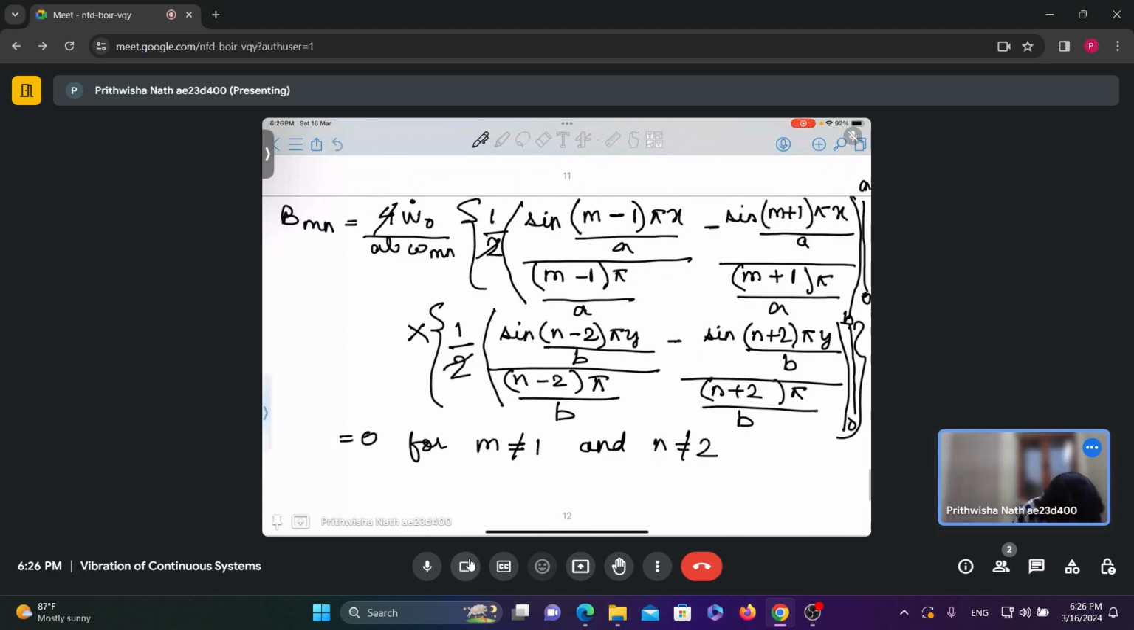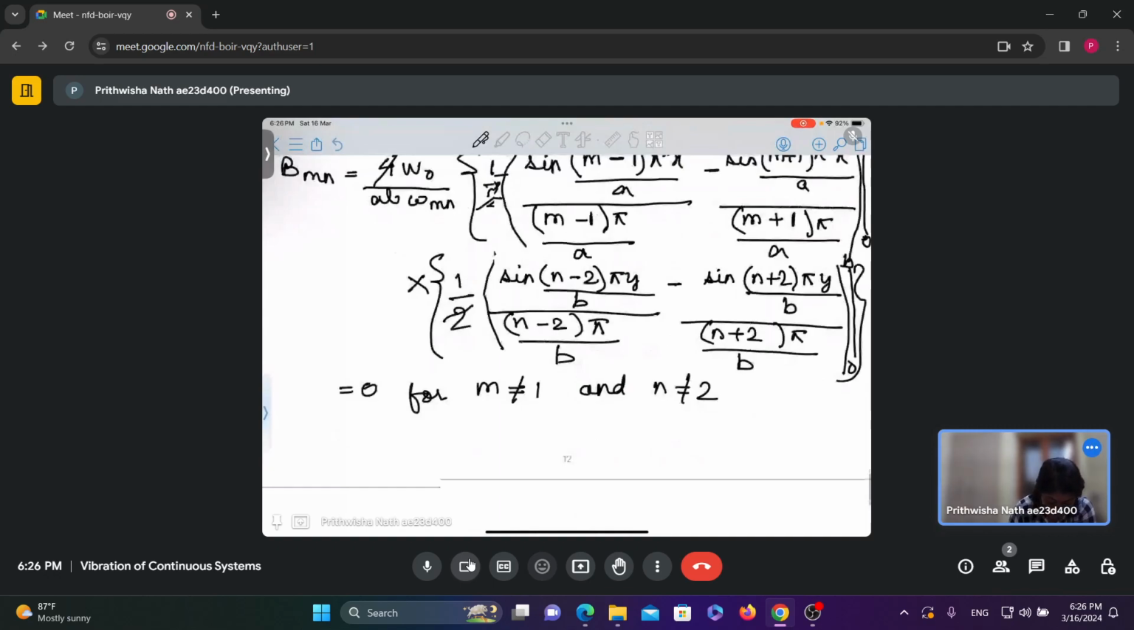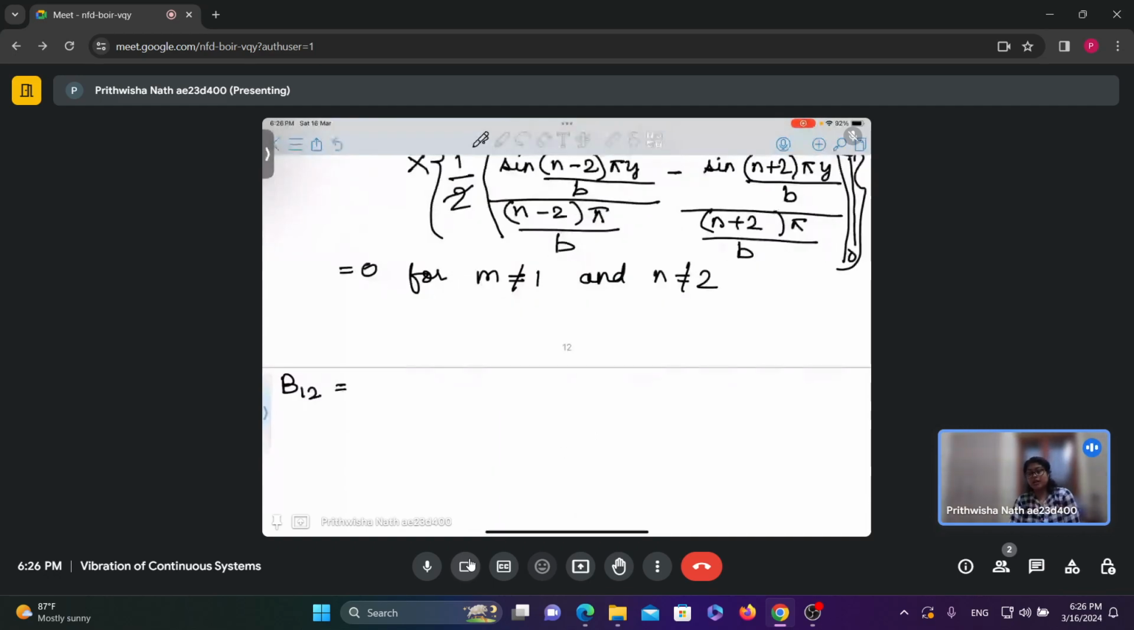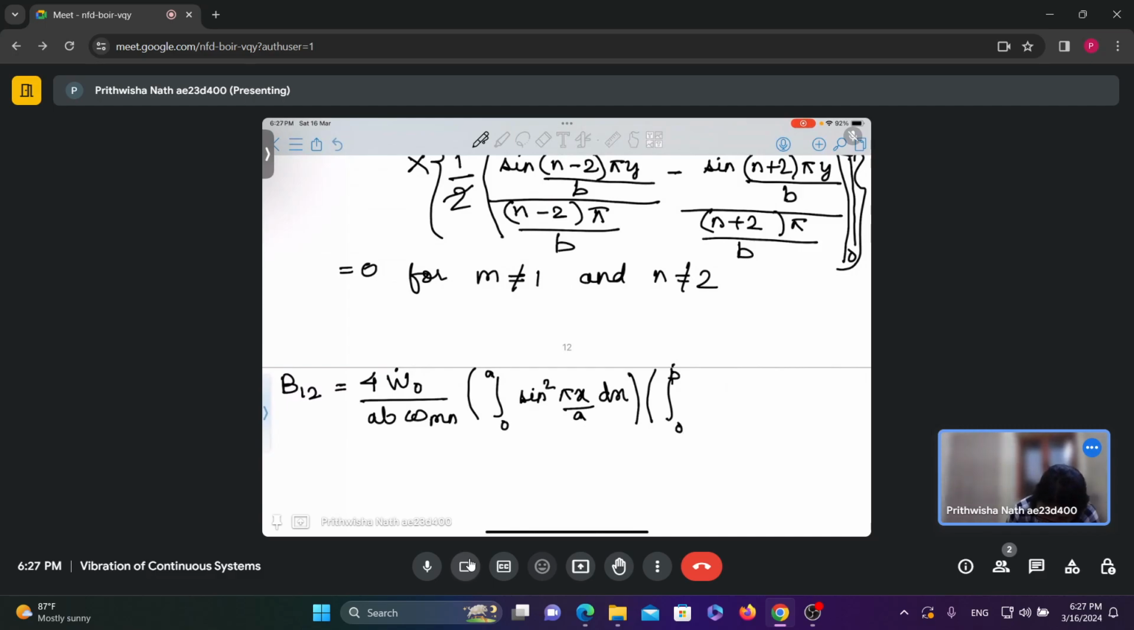Therefore, I can find B12. B12 can be written as, for W naught dot AB omega mn, integral of sine square pi x by a dx from 0 to a, and this is from 0 to b, sine square 2 pi y by b dy.